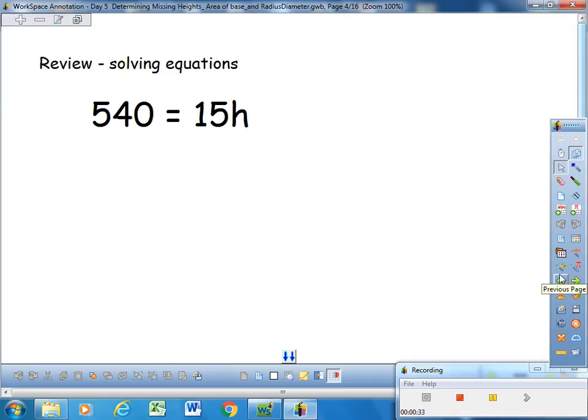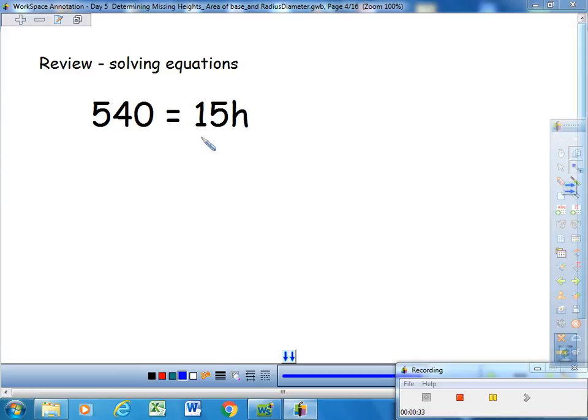So just a little brief review. If you had this, how would you solve that? How would you solve for h? You would divide by 15. So 540 divided by 15, everyone should have a calculator, 36. 36 equals h.